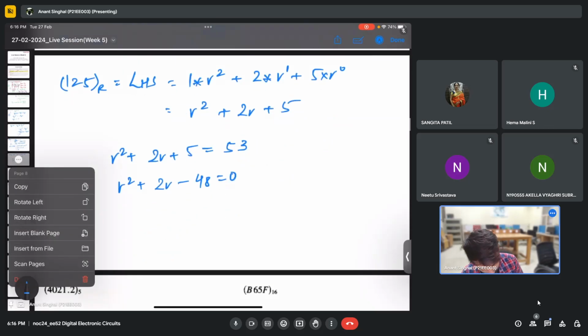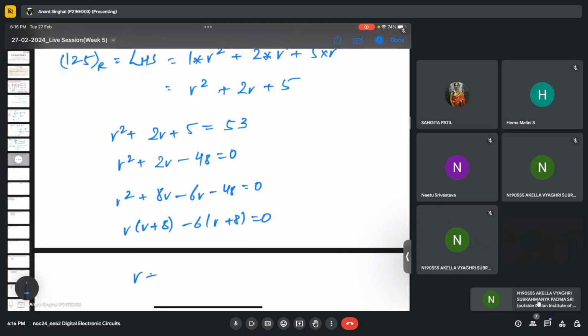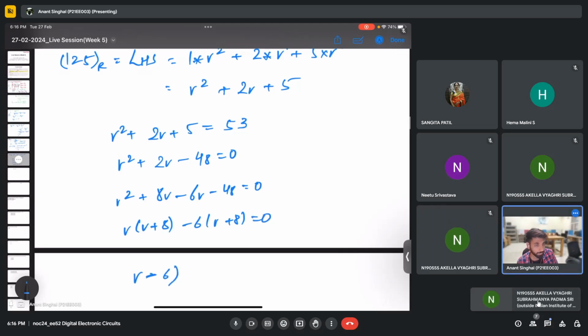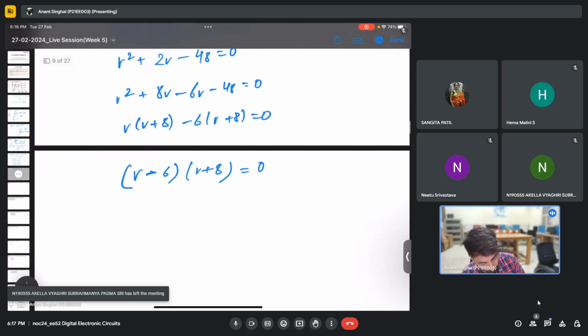Factorizing these two numbers, it is 8 and 6, 8r minus 6r. So it will give me r minus 6 and r plus 8. So we can have two possible values of r, that is 6 and minus 8.